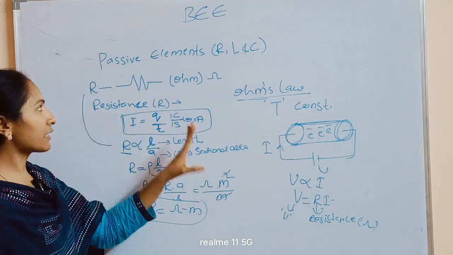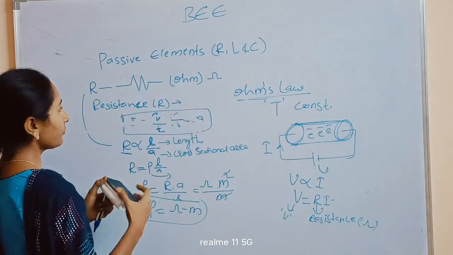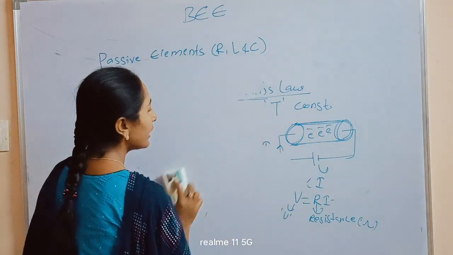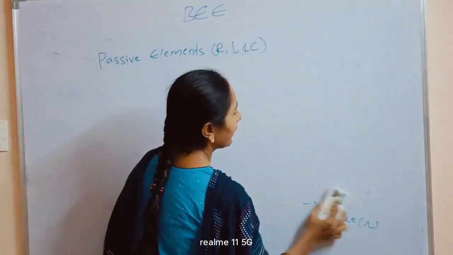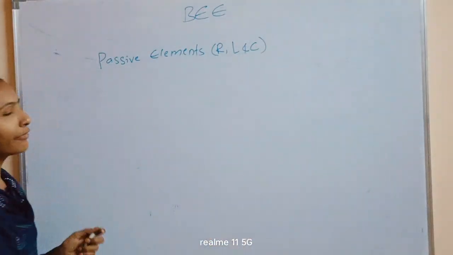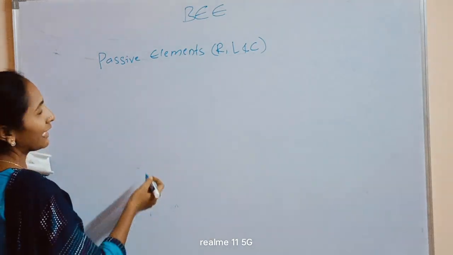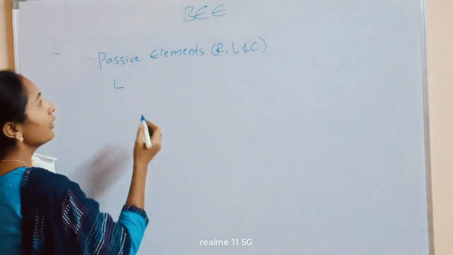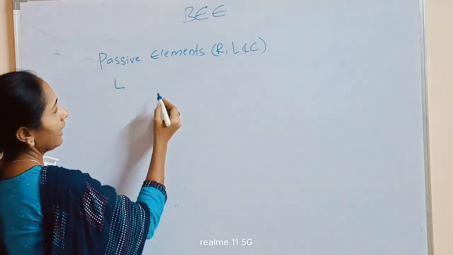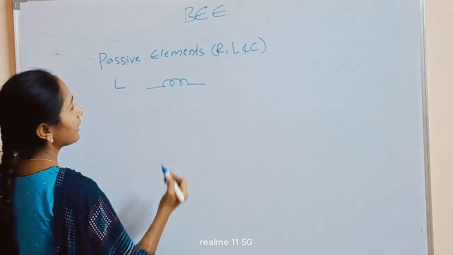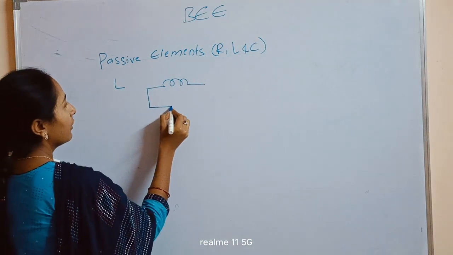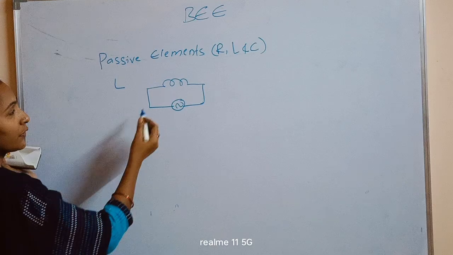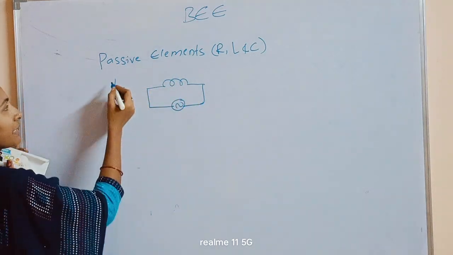Okay, now resistance is completed. Now coming to the inductor. Here the inductor is also a passive element, which always absorbs energy from the source and stores it in the form of an electromagnetic field. Here I am considering a twisting conductor as the inductor element. A twisting conductor gives an inductive property.